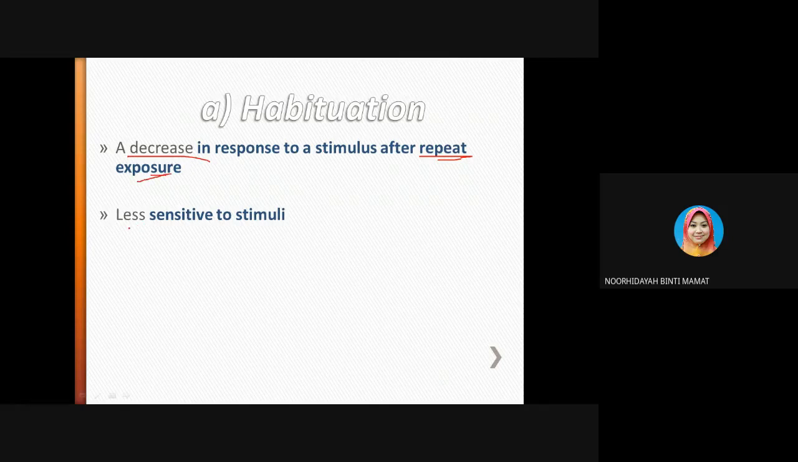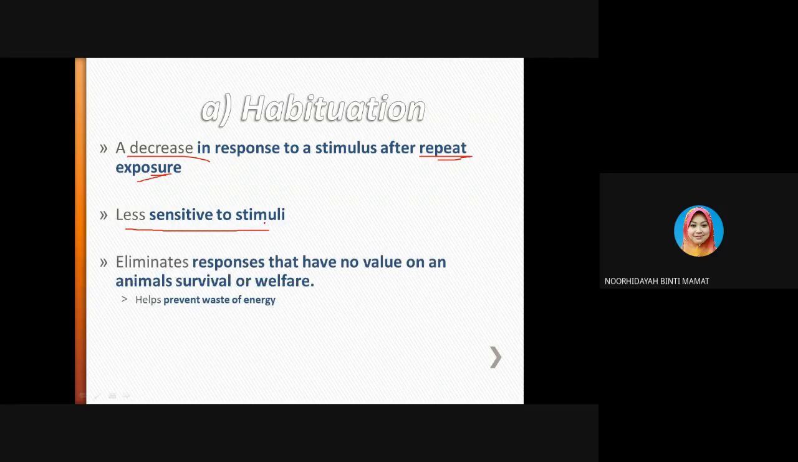Habituation also means being less sensitive to stimuli. They are less sensitive to the stimuli, and they will eliminate the responses that have no value to an animal's survival or welfare. If you still remember, this is the fourth characteristic of learned behavior: the change usually benefits the animals.